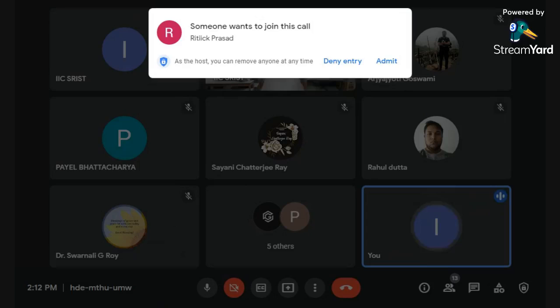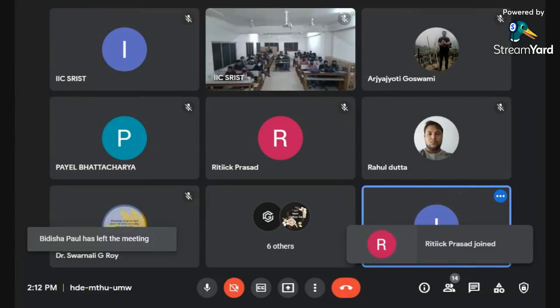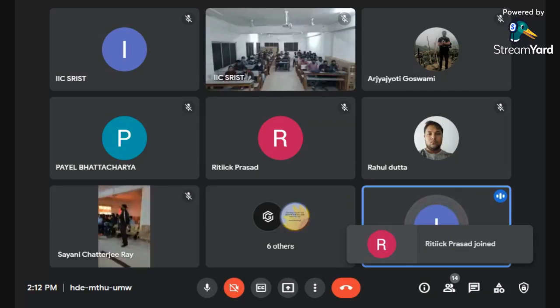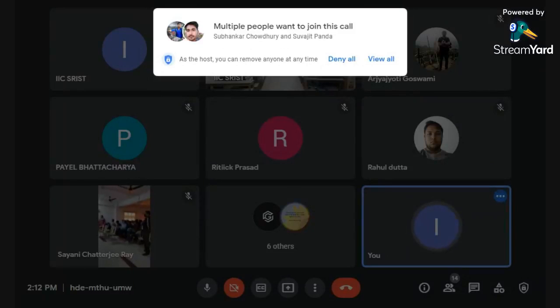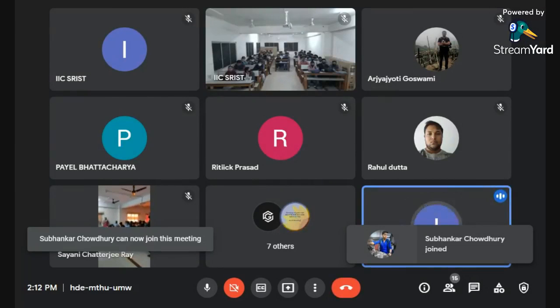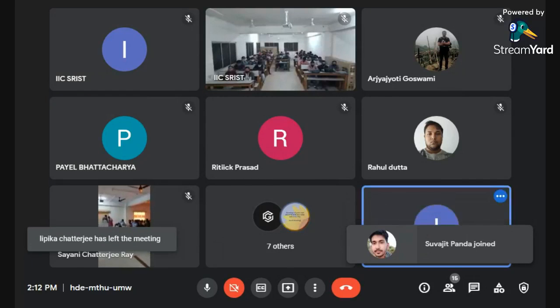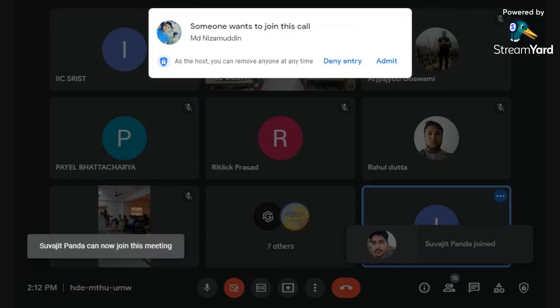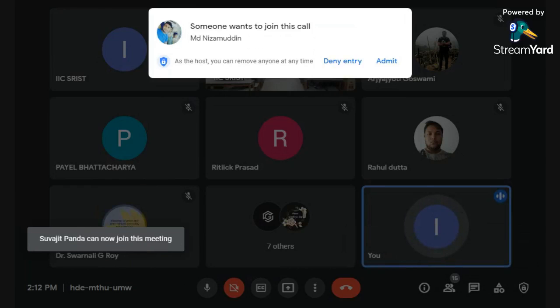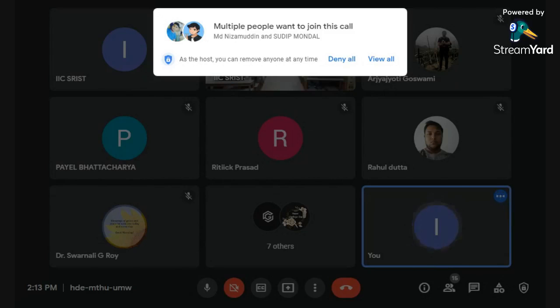So a brief description about introduction to our speaker. Dr. Arjyajoti Goswami has completed his PhD, his doctorate in mechanical engineering from IIT Delhi, his MTech in production engineering from Delhi Technical University and BTech from Ajay Kumar Garg Engineering College. His research interests are micro-nano manufacturing, simulation of nanostructure surfaces, hot embossing of polymers, and many more.